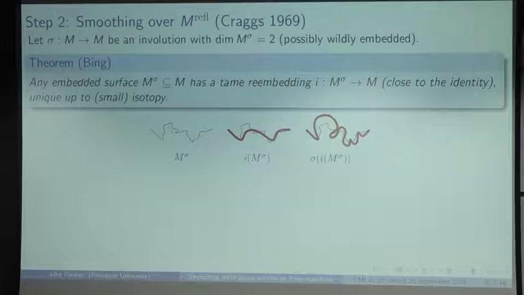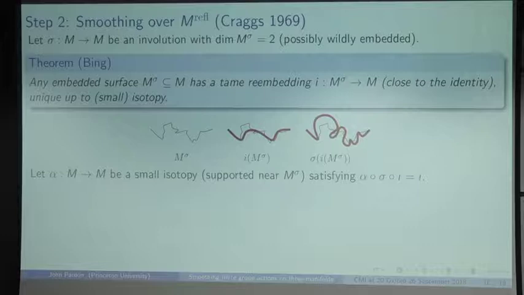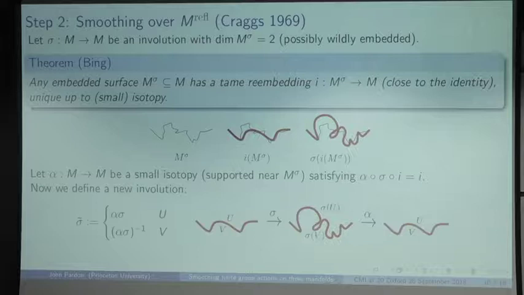So we have the re-embedding, and we have its image under the involution, which is different. But of course, by Bing's result, there's an isotopy between the two. Okay, so let's call that isotopy alpha. So it's the identity far away, and it moves I of M sigma to sigma of I of M sigma. I guess the reverse, the way I've written it. Okay, so now we can just define our involution by this formula, but maybe I'll explain it in the pictures too.